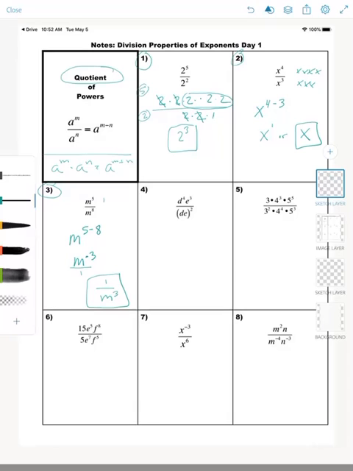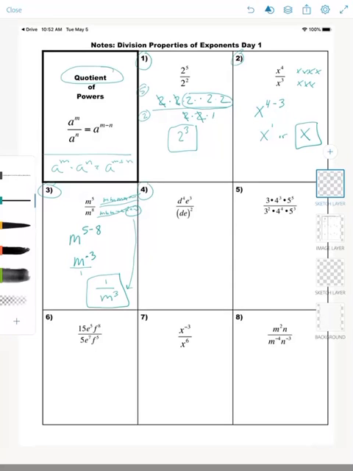I'm just going to show you up at the top why that's true. Here we had 5 m's, and on the bottom we have 8. And if you were to cancel all 5 on the top and 5 of those on the bottom, you're going to be left with 3 on the bottom, and that's where you'll see how that works.